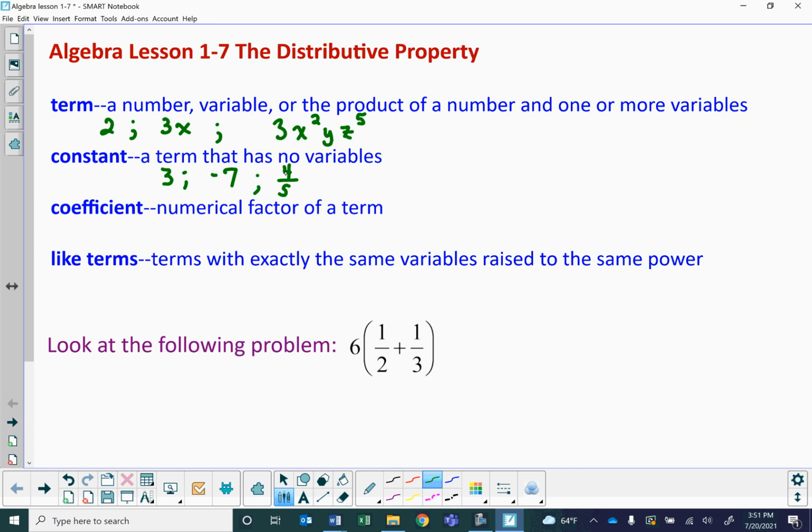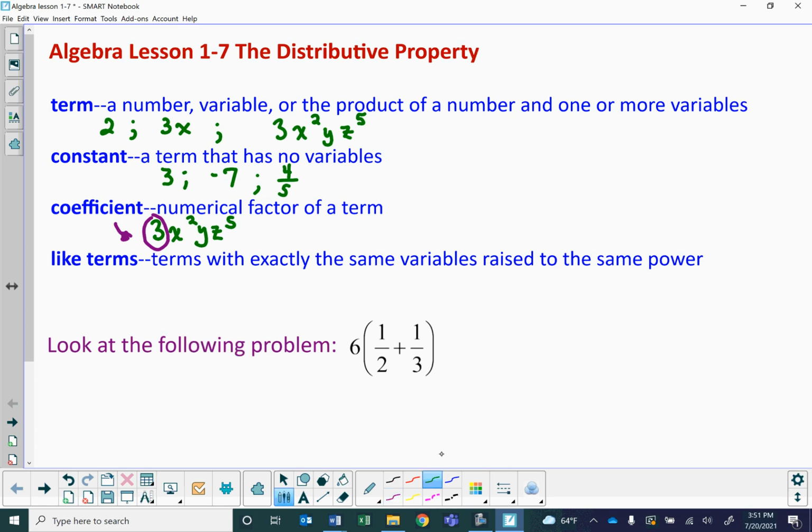A coefficient is a numerical factor of a term. So in 3x squared yz to the 5th, the 3 is the coefficient. It's the numerical number of the term. It doesn't have anything to do with variable exponents. So the 2 on the x and the 5 on the z are not coefficients. A coefficient is the numerical factor, which means it's the constant that is multiplied by all the variables.